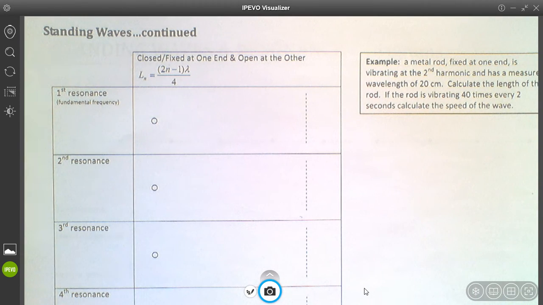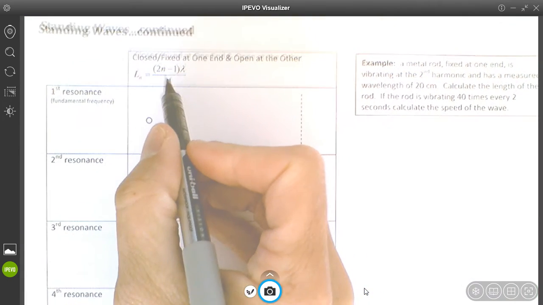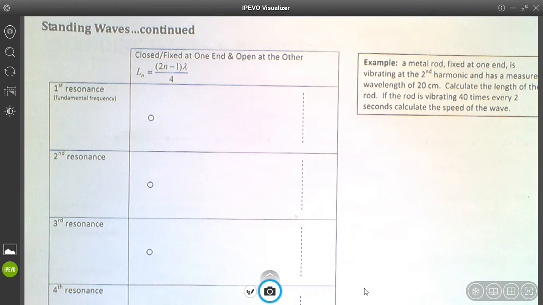Okay, so in this video, we're going to be looking at standing waves, where the wave is fixed at one end and open at the other. Now, don't get scared by the equation that you can see here. We're going to talk about that. We're always going to draw the pictures, and then you can go from there and figure out how to solve the problem. Now, fixed at one end and open at the other is a little different.